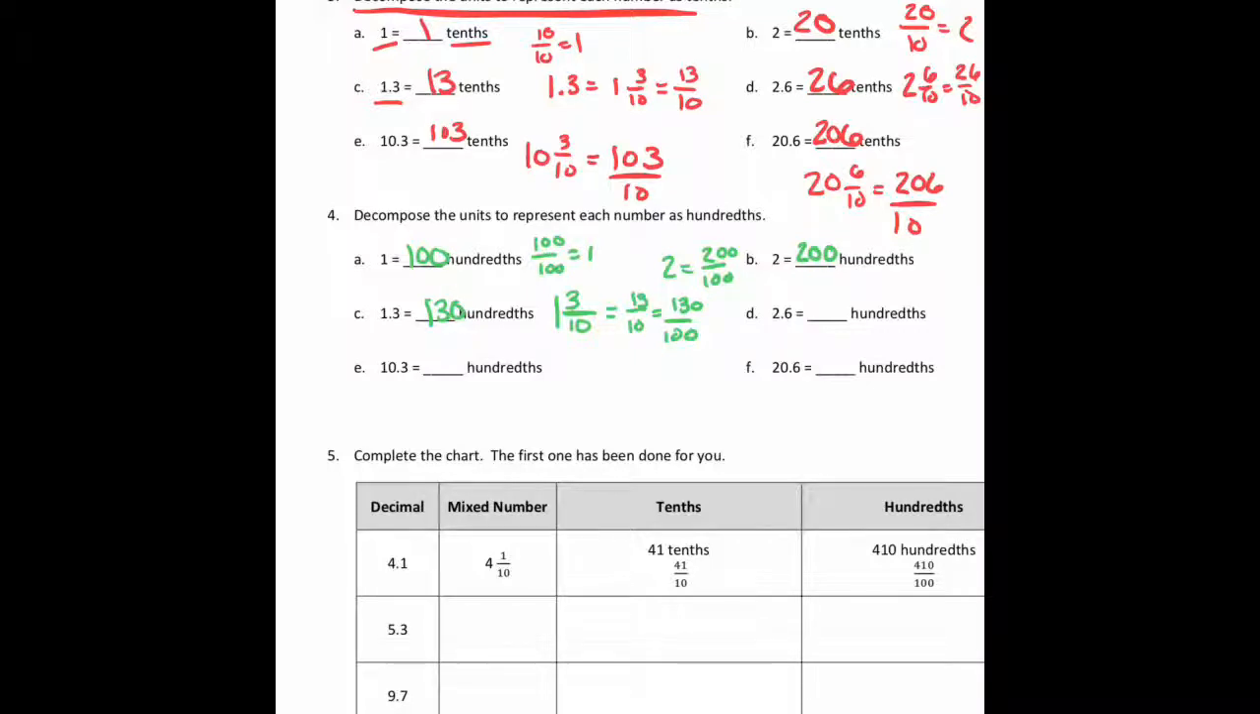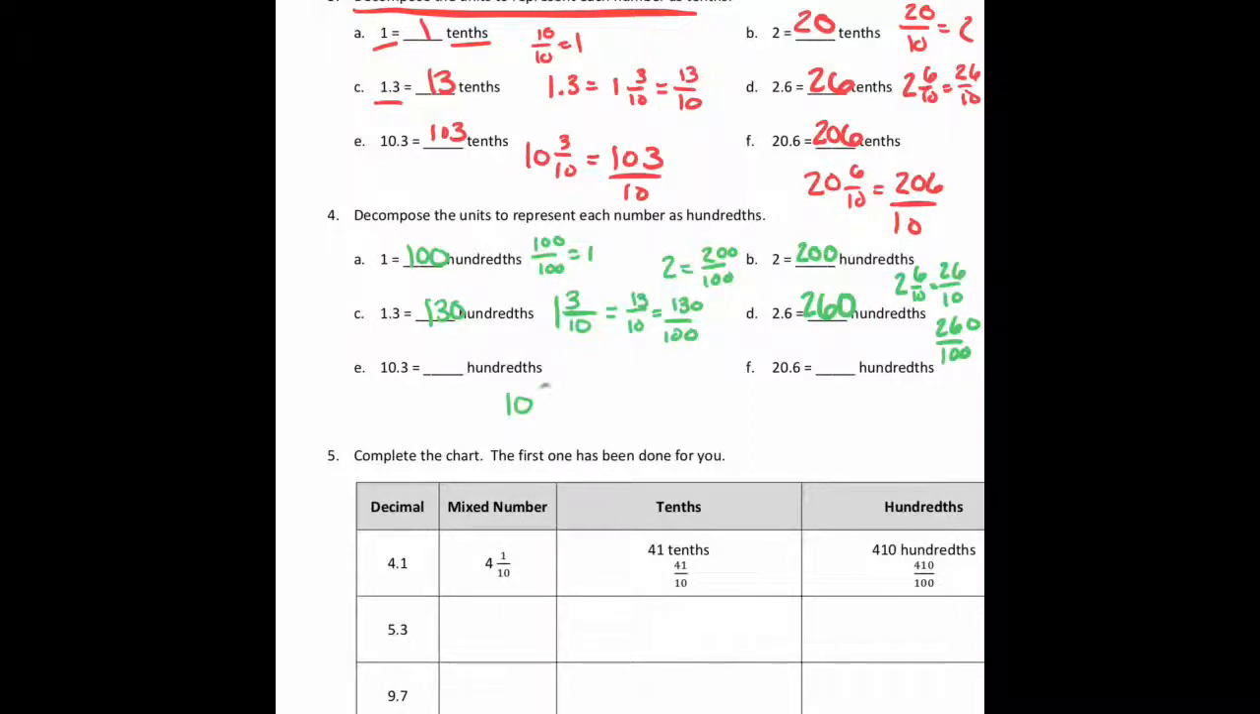Same thing on 2.6. When I get 2.6, it's going to be 2 6/10, which is 26/10, and when you multiply it by 10, you get 260 hundredths. If you check at the top and what we're doing now, it's like we're adding one more 0 to the end.